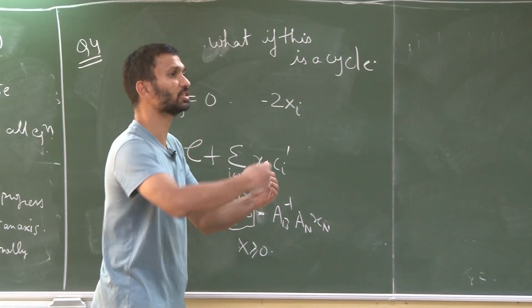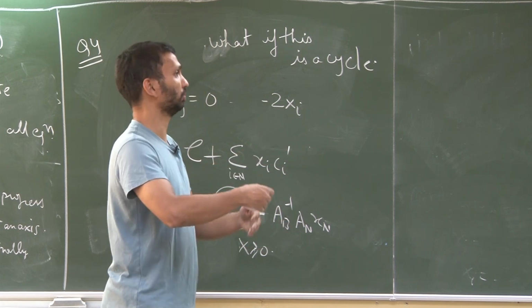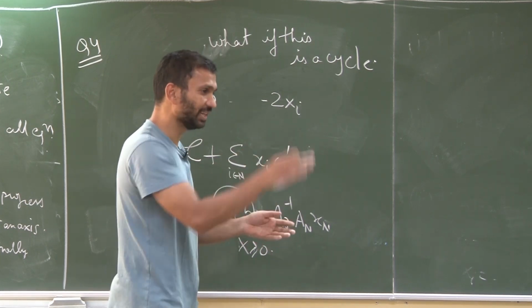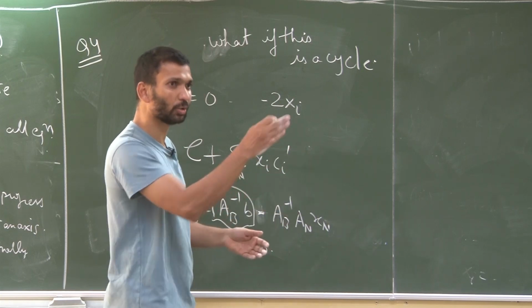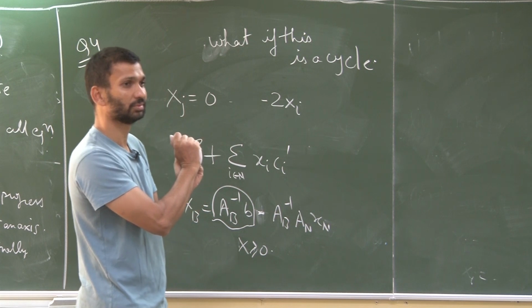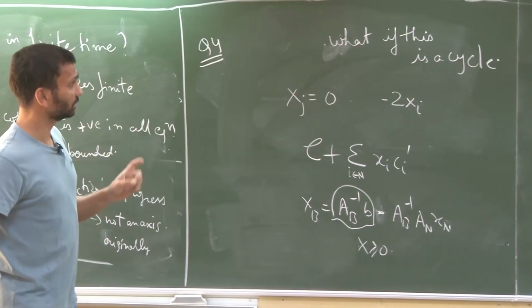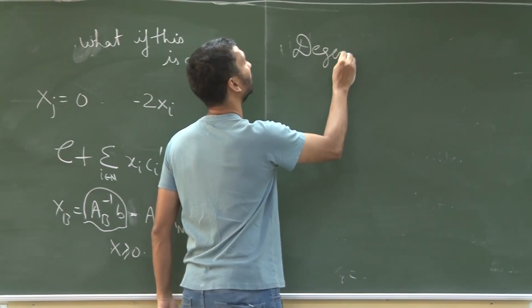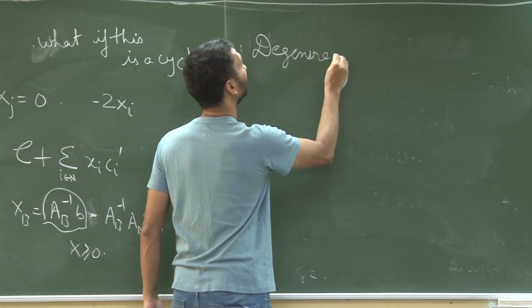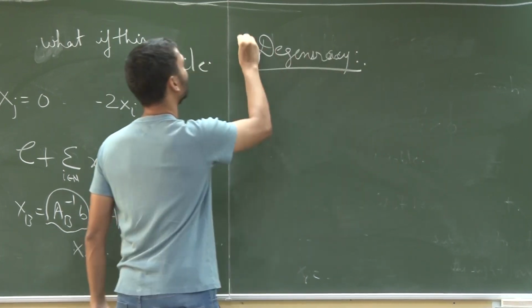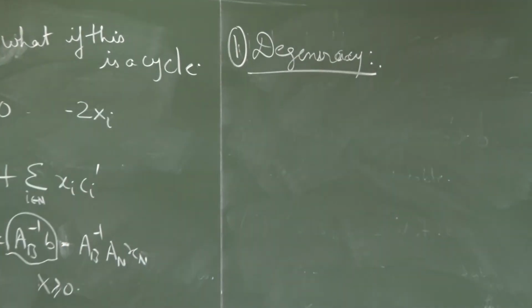So then your objective function doesn't increase. You are not saying that you are at a local optimum. What if I stay in that vertex? I'm just roaming around in the basic feasible solutions at the same vertex. This is what we call degeneracy, whatever is the right spelling. Okay?